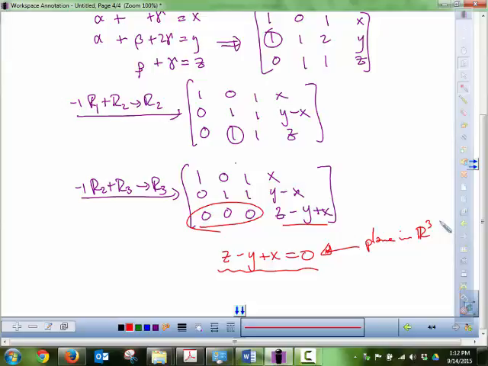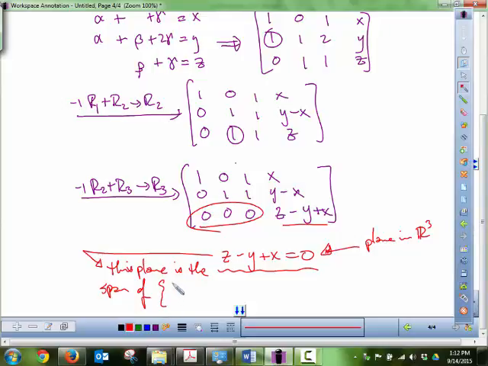It turns out that this plane in R3 is a span. This plane is the span of those three vectors that we had, whatever they were: 1, 1, 0; 0, 1, 1; 1, 2, 1. So you have three vectors, and they span a plane.